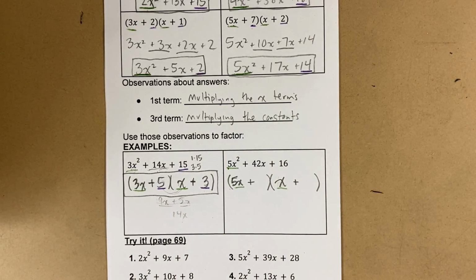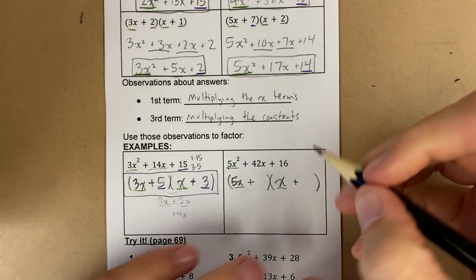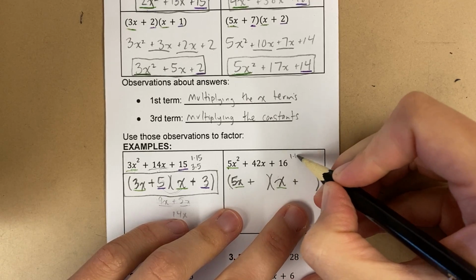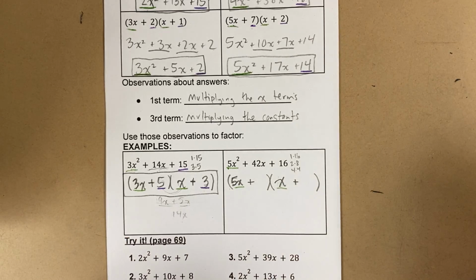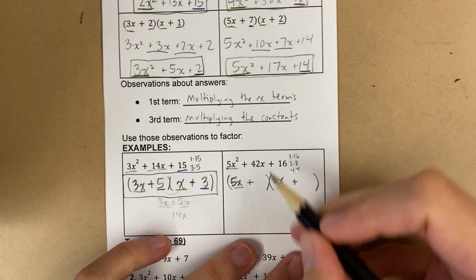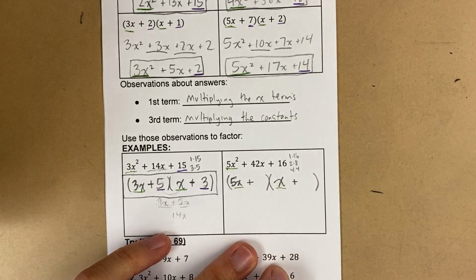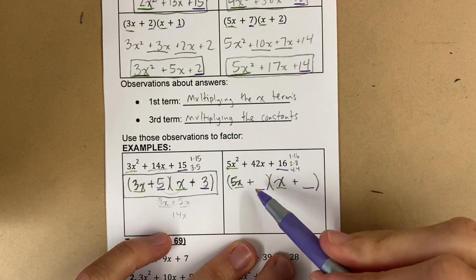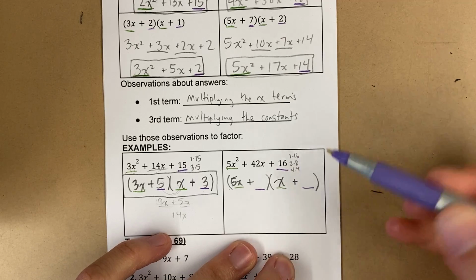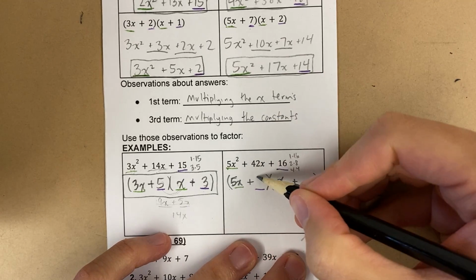Now, here's where I get to my guess and check. Now 16, look, I have 1 times 16, 2 times 8, 4 times 4. These are all possibilities. Okay, so let's try. I'm going to start with 4 times 4. And remember, I know that this number comes from these two numbers being multiplied. So I know that these two numbers have to either be 1 and 16, 2 and 8, or 4 and 4. Okay, so let's start with 4 and 4. Nice and light.